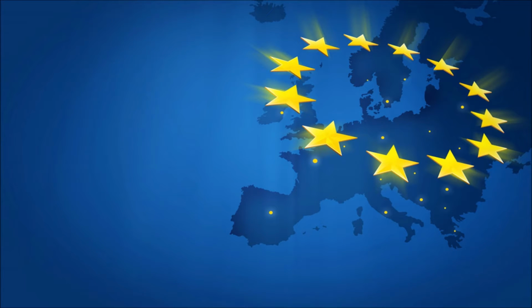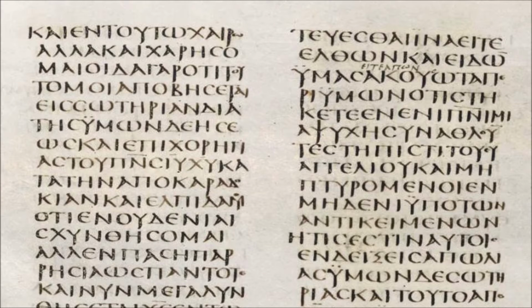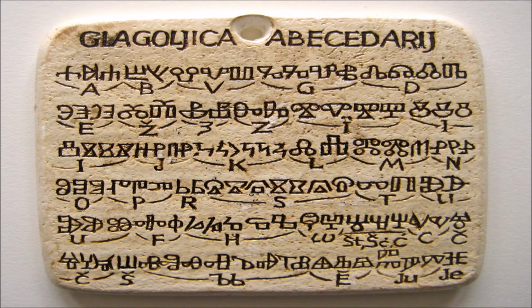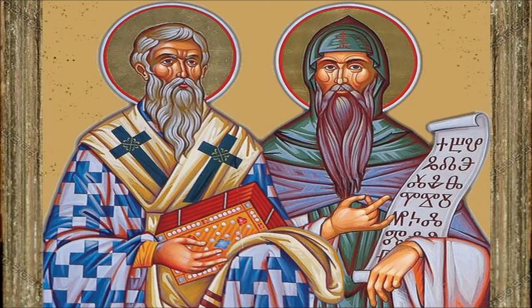Cyrillic is based largely on Greek uncial, with some letters borrowed from Glagolitic. The creators of the Glagolitic script, in fact, Saints Cyril and Methodius, are the namesake for the Cyrillic alphabet, as the Cyrillic alphabet was created in large part by their followers.